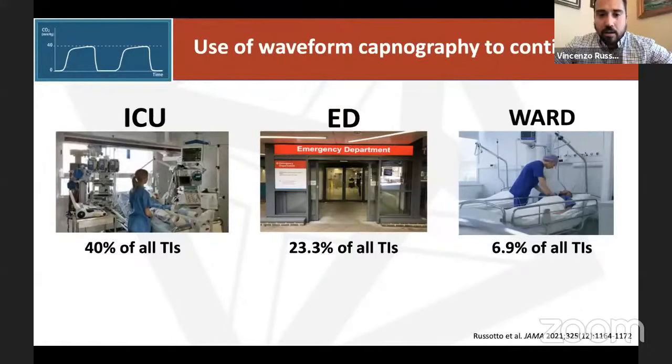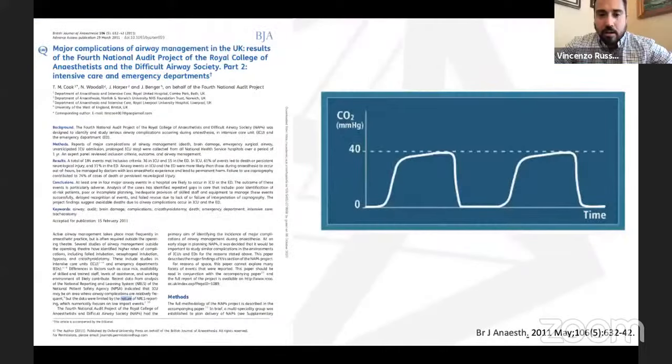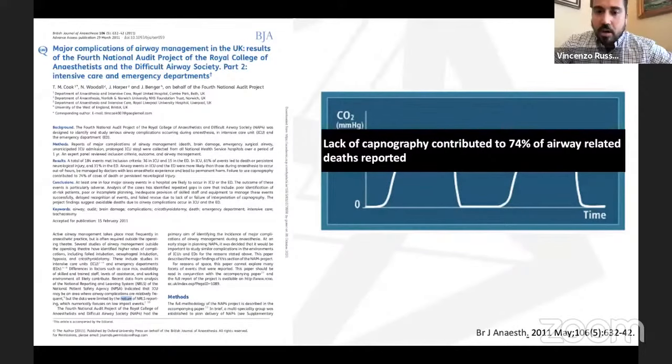And we know from the National Audit Project 4, which was published 10 years ago, that the lack of capnography contributed to more than 70% of deaths reported in that report, so this is an impressive result in light of those findings.